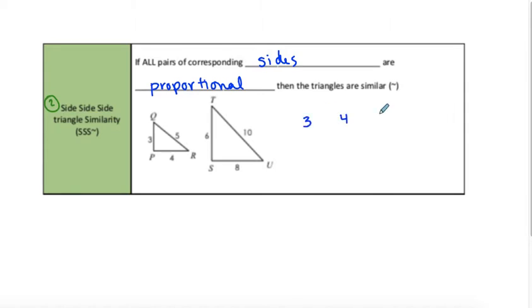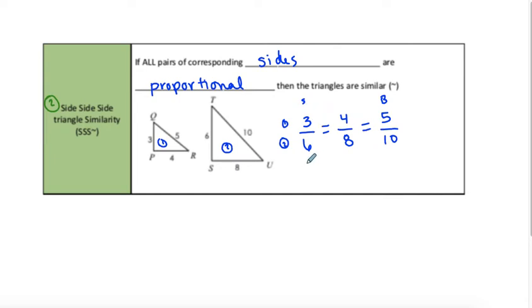Meaning if I put smallest to biggest in order on the first triangle, and then on the other triangle, put smallest to biggest on the second one. So this is my first triangle. This is my second triangle. And I went smallest to biggest. These ratios should all be equal if the triangles are similar.